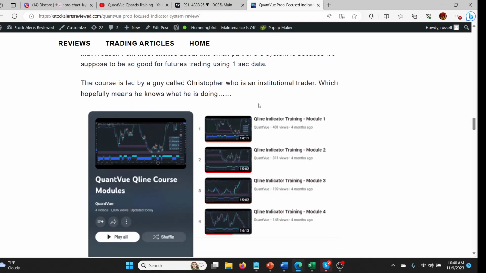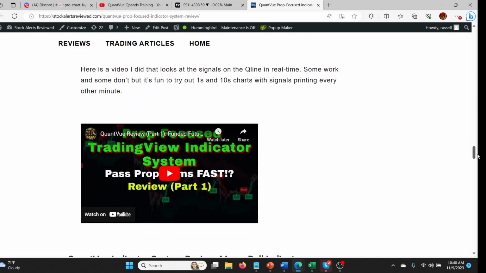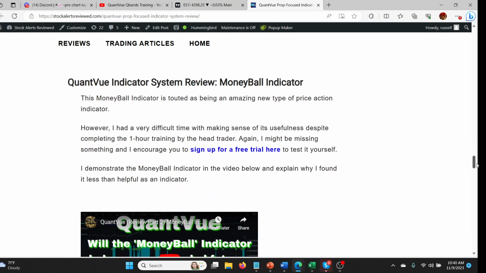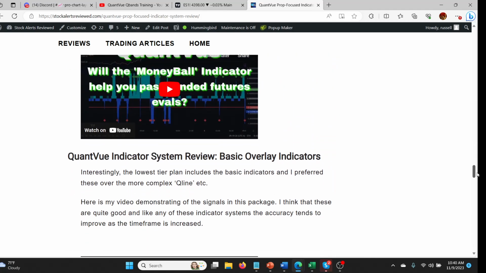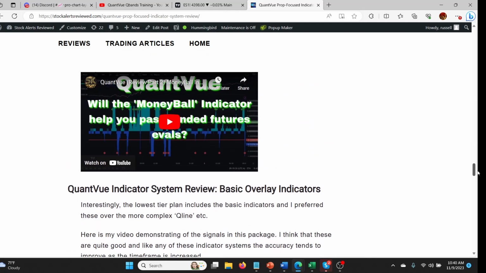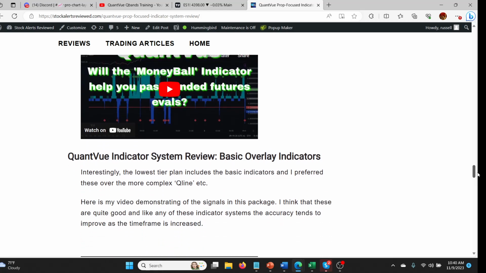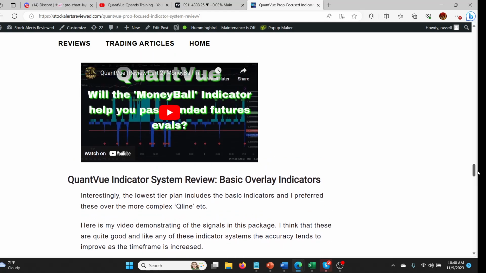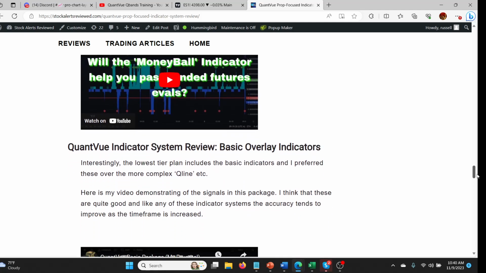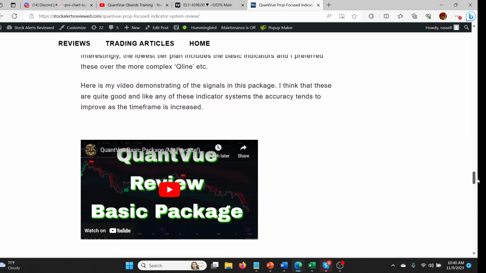Christopher, the trader behind it all, seems to know what he's talking about. He does a lot of trading on it. I talked about the Q line indicator and the money ball, neither of which I thought were particularly exciting. Again, check it out for yourself. It's a free trial. Can't hurt to at least load it up and see if you can play with the indicators to see if you can get some better accuracy than I was seeing.